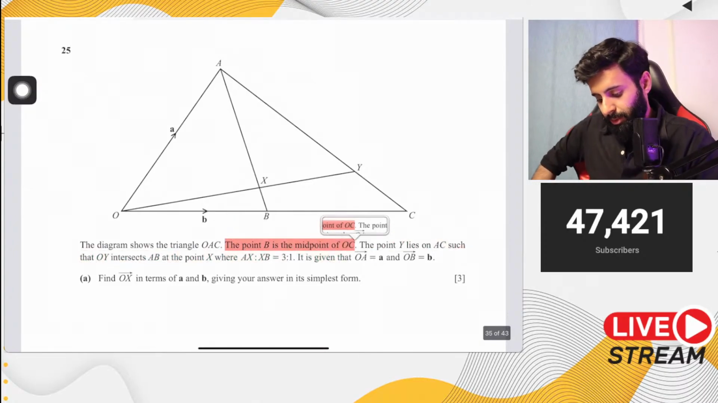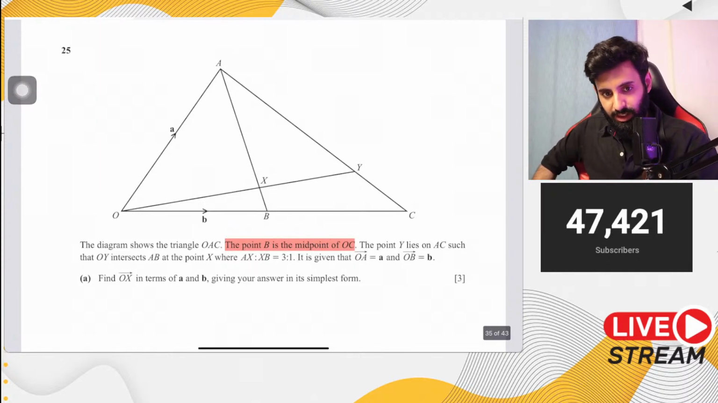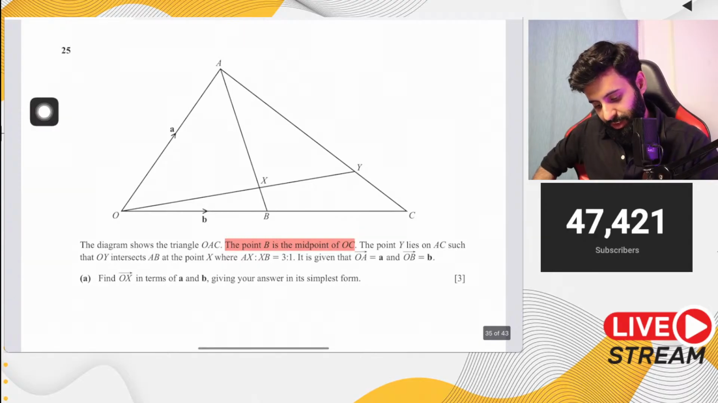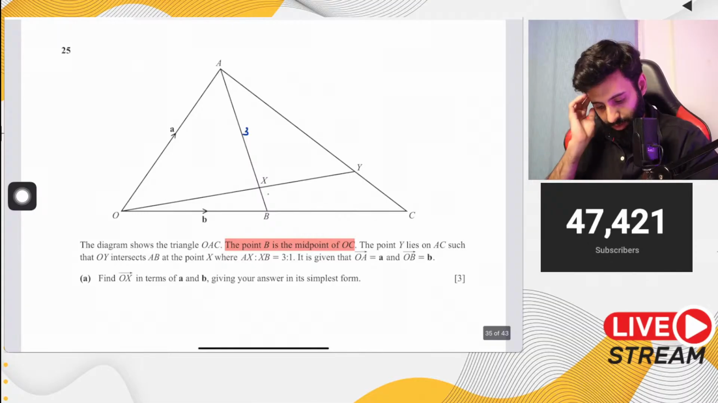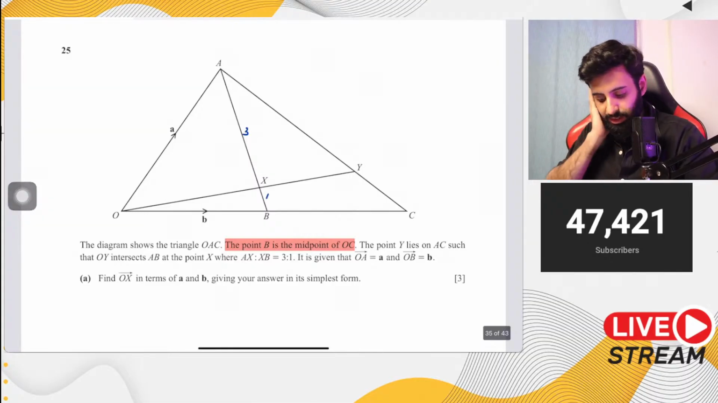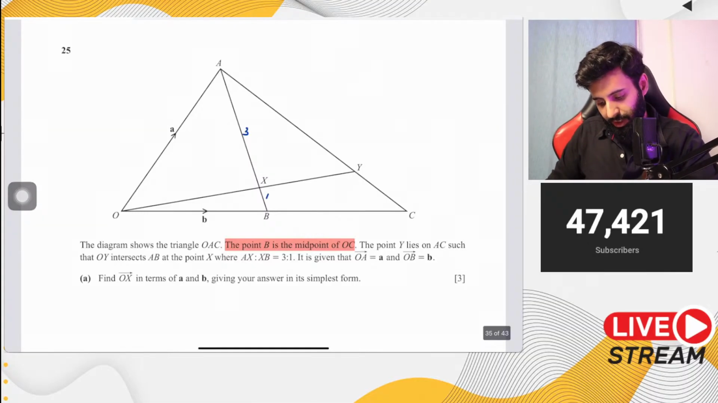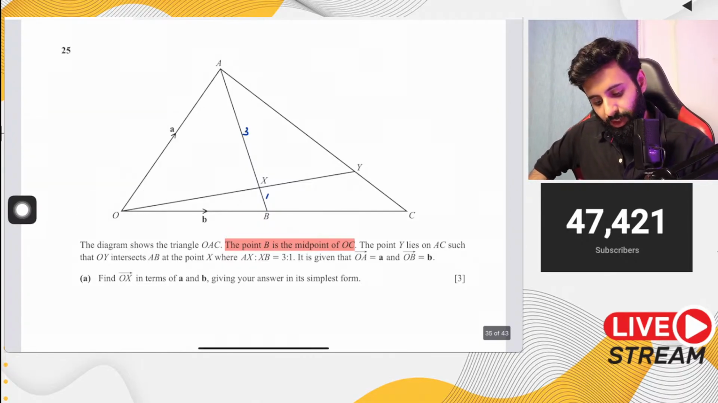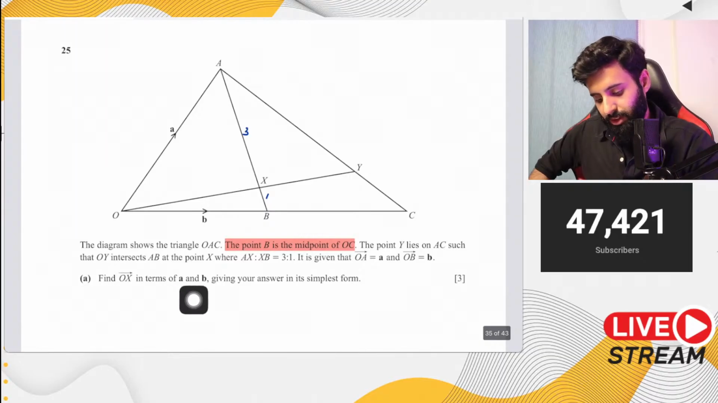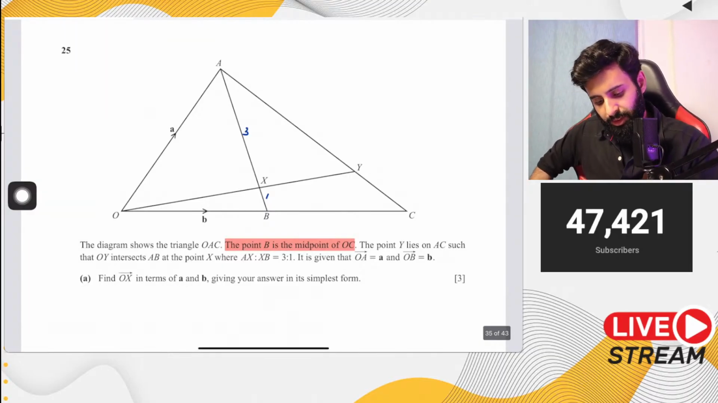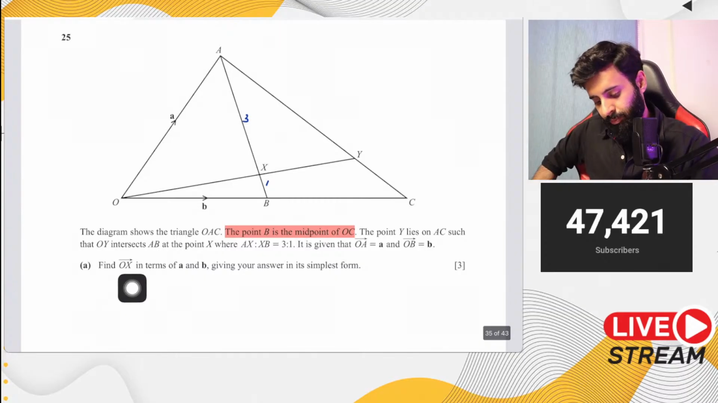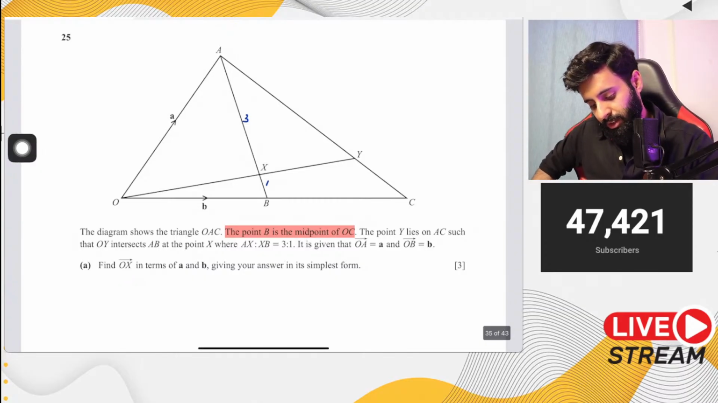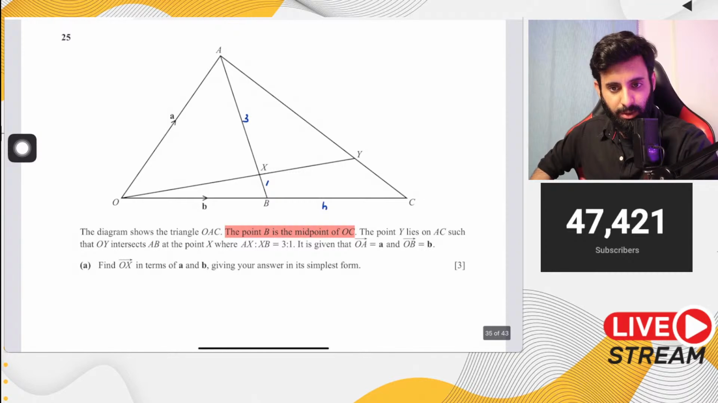The point Y lies on AC such that OY intersects AB at the point X, where AX and XB are in the ratio 3:1. So that means this is 3 parts and this is 1 part. Then it says it is given that OA equals A and OB equals B. Find OX in terms of A and B, giving your answer in its simplest form. Now, before I go on and find OX, this is what we know. We know that vector BC is also going to be equal to B.